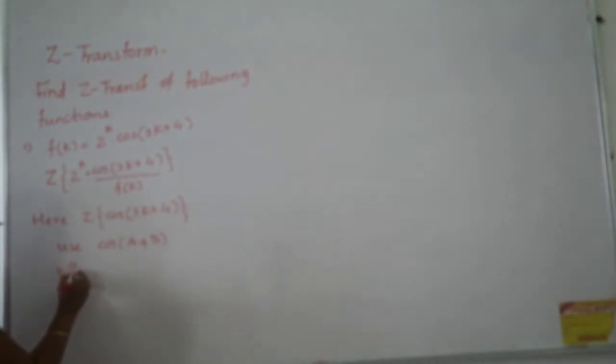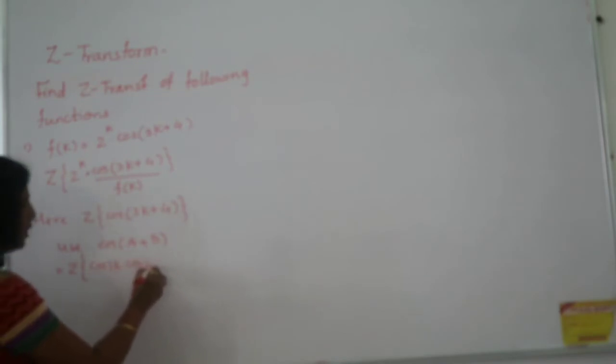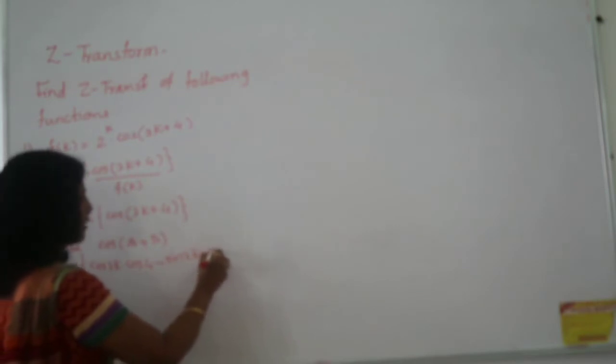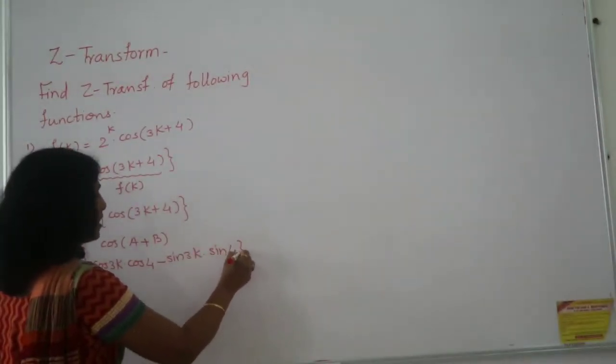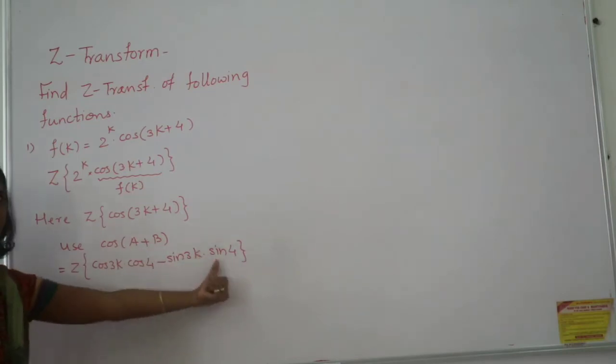So here I will say Z transform of cos(3k + 4). What is the formula here? cos 3k multiplied by cos 4 minus sin 3k multiplied by sin 4. This is the value. So what is the formula? cos a cos b minus sin a sin b.